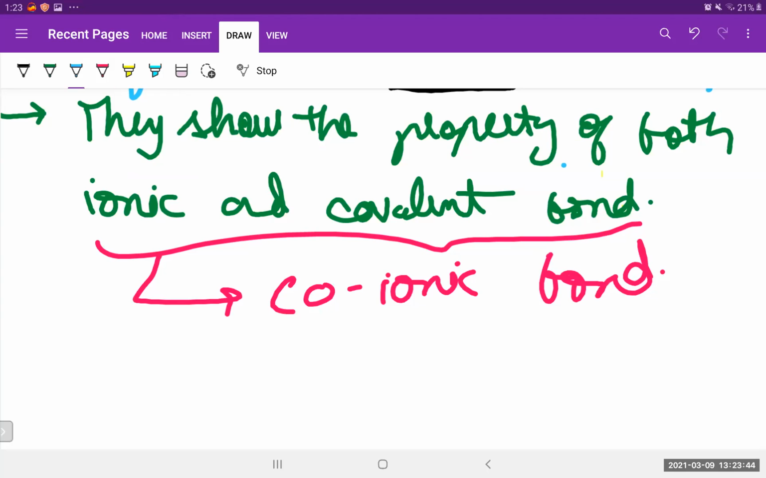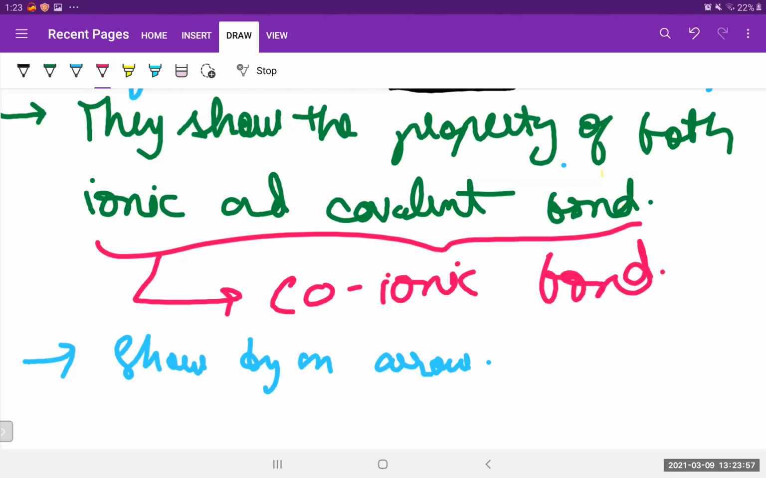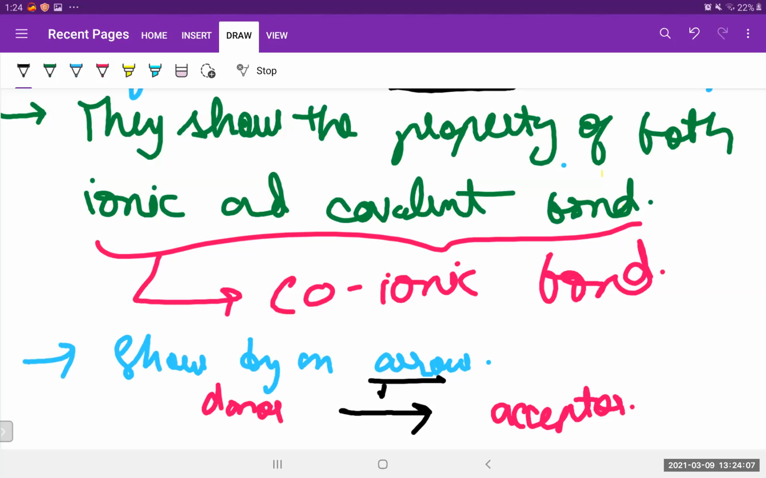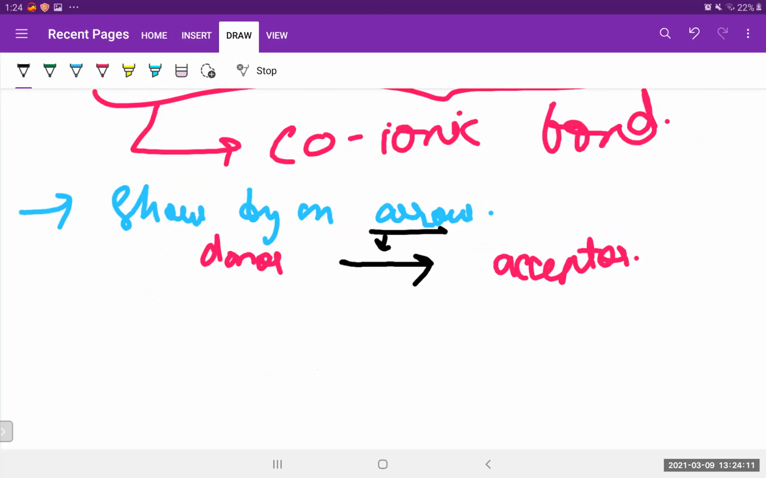And how are they represented? They are represented by an arrow. Okay, this is shown by an arrow. Now here's the donor, here's the acceptor, and in between is the arrow. Donor is giving to the acceptor. Okay, this arrow we are talking about. Is it clear? Let's move on to some of the examples.